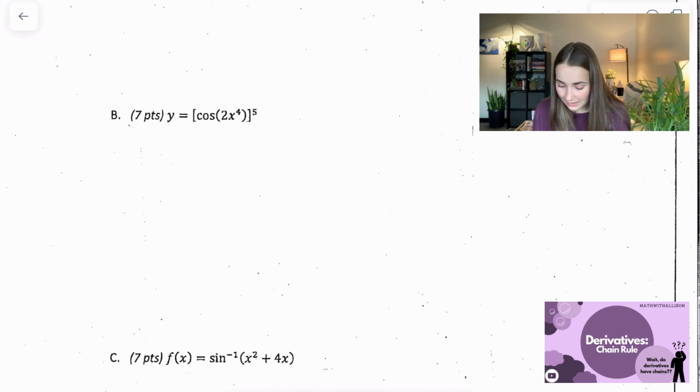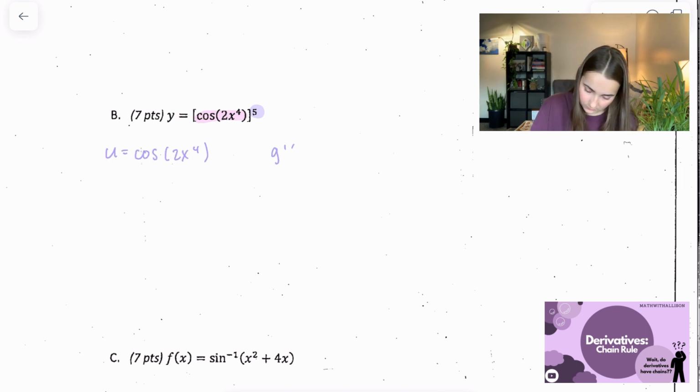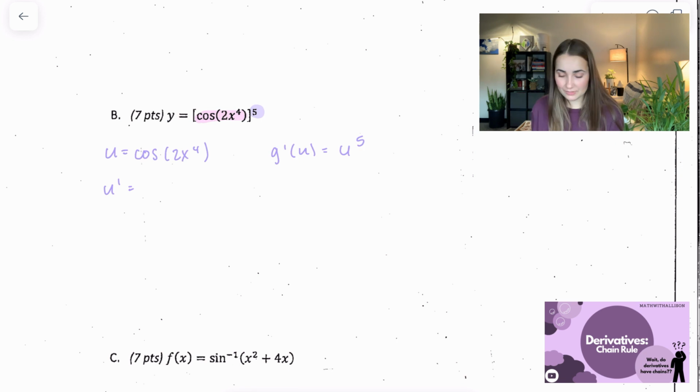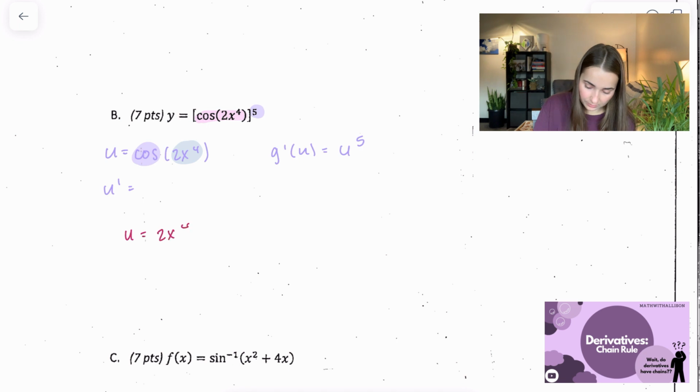Alrighty, so again, let's go ahead and apply chain rule. So the outside is going to be to the power of 5. And right now, the inside is going to be the sine of 2x to the 4th. So now we want to find the derivative of u, but it looks like, again, we're going to have to use the chain rule because now our inside is going to be 2x to the 4th and our other outside is going to be cosine. So if we wanted, we could set up another chain rule where we have u is equal to 2x to the 4th and g of u is equal to cosine of u.